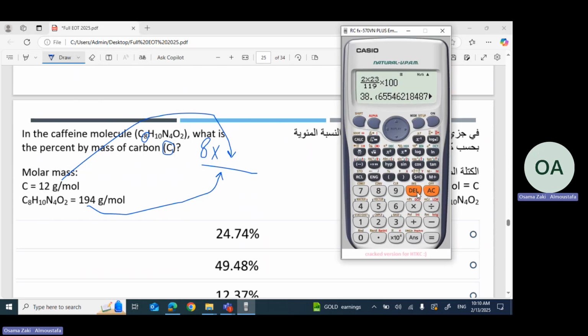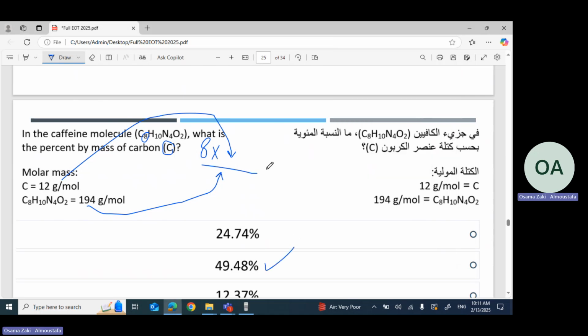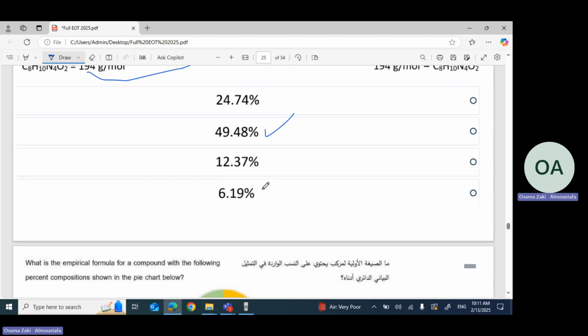So let's find it. What do we have? We have 8 times 12 divided by 194. Okay. And here, oh, sorry, times 100. Here we have to write times 100. This is the answer. Okay. 49, this is the correct answer. Here we have to multiply by 100 because this is a percent. Okay. This is the percent.